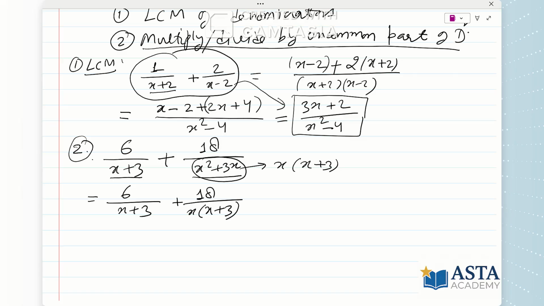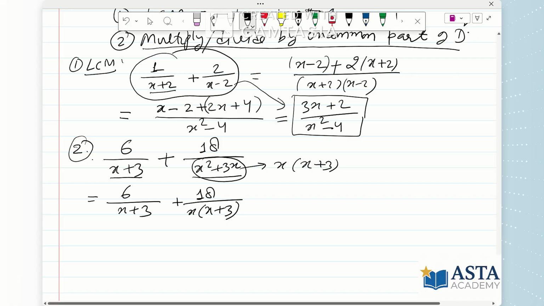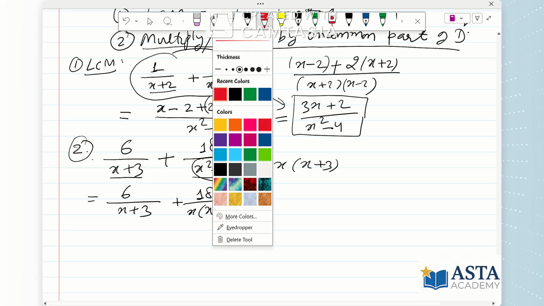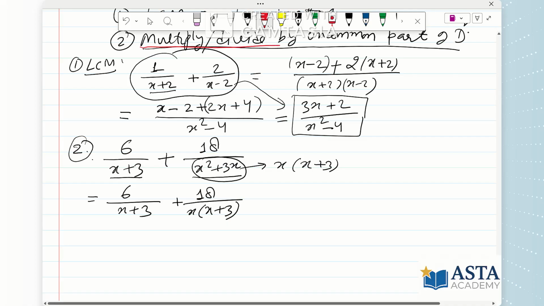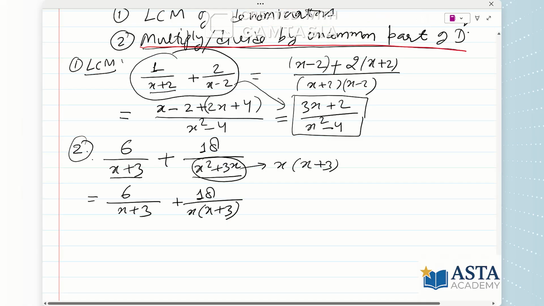If you want, you can take x into x plus 3 as the common denominator and solve it the way we have done the first problem. However, like we said, multiply or divide by the uncommon part of the denominator. That's what I'm trying to say here. So let's do that.